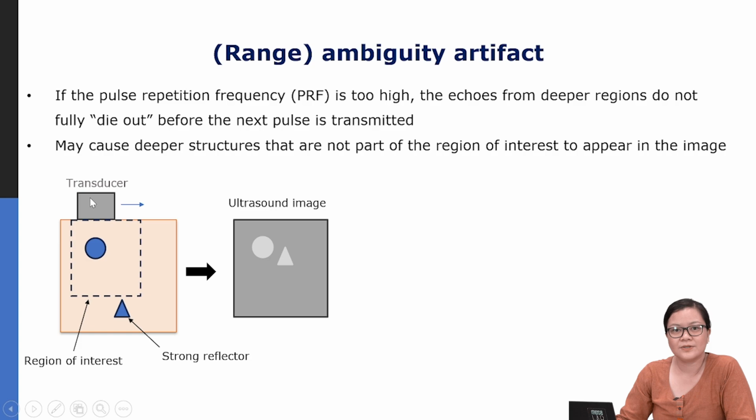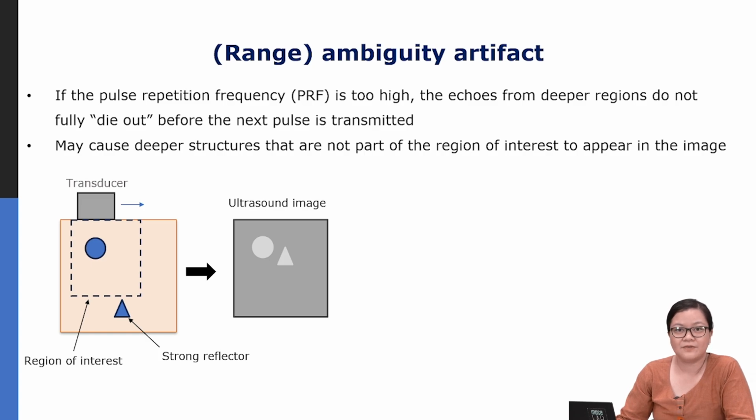So our transducer is sending a pulse. The pulse interacts with the tissue, and our pulse repetition frequency is typically set such that the echo coming back from the deepest part of your region of interest has enough time to go back to your transducer. Then the transducer would move to a different lateral or horizontal location, and the same happens.